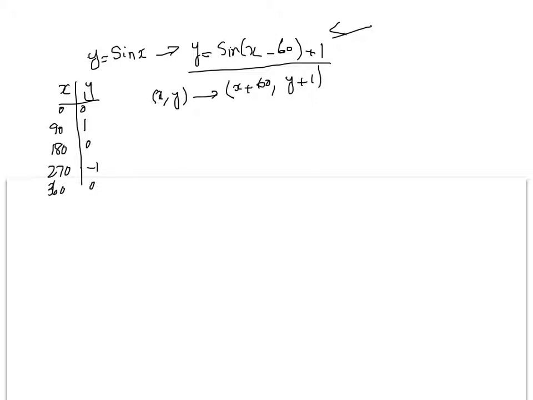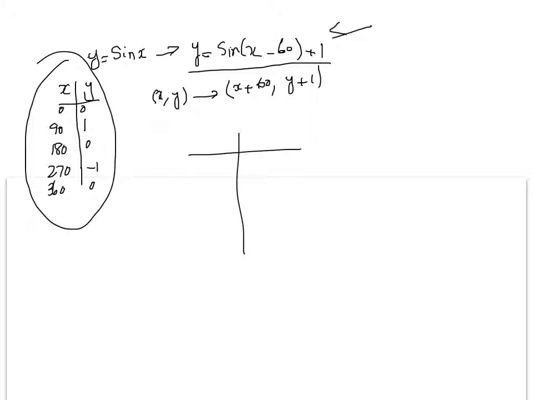How it's going to help me is very simple. Take this and come up with a new table of values. For every x, add 60 to it. So what is 0 plus 60? 60. What is 90 plus 60? What is 180 plus 60? 240. What is 270 plus 60? What is 360 plus 60?